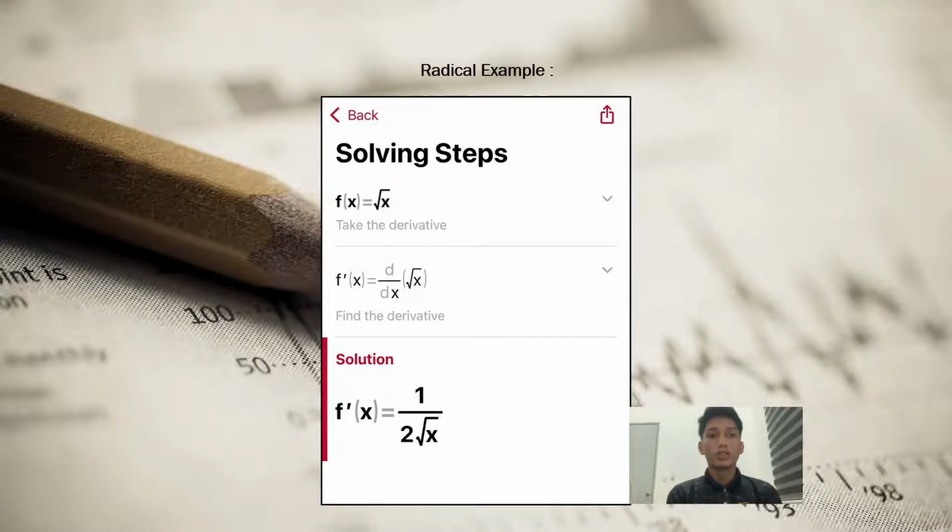For this solution, I will be using Photomath. For the first step, take the derivative, f of x equals square root of x. Second step, find the derivative, f prime of x equals d over dx of square root of x. Then the answer will be 1 over 2 square root of x.